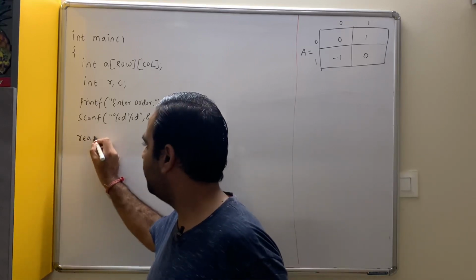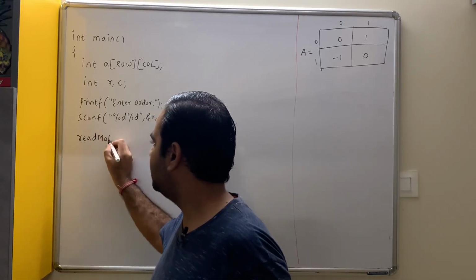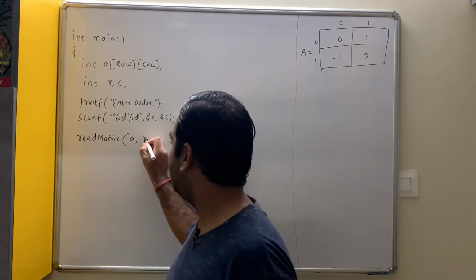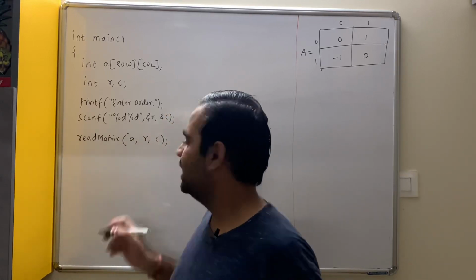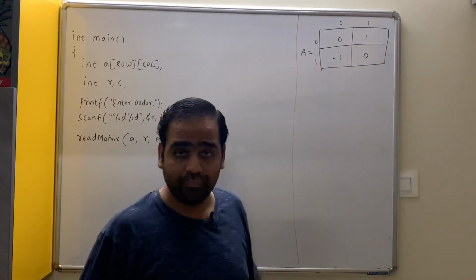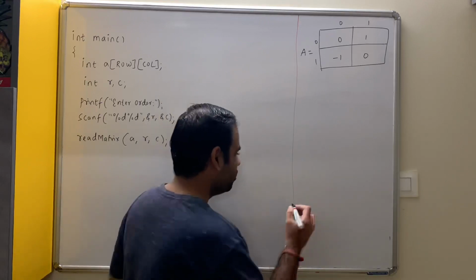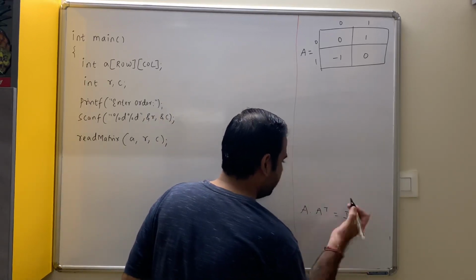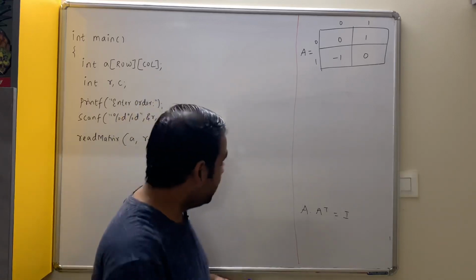Which matrix do we want to read? We want to read the matrix A of order R and C. Let the matrix be, say, 0 1 minus 1 and 0. Now what is the first step? What is an orthogonal matrix? A multiplied by A transpose should be equal to the identity matrix. Now we already have A.